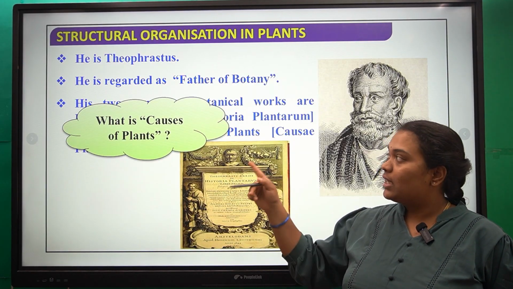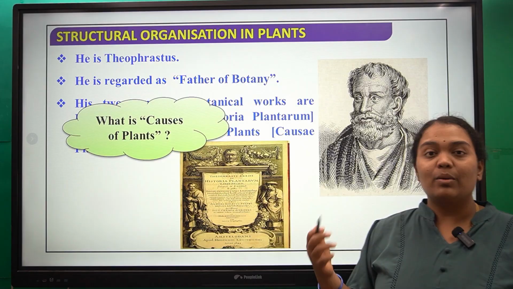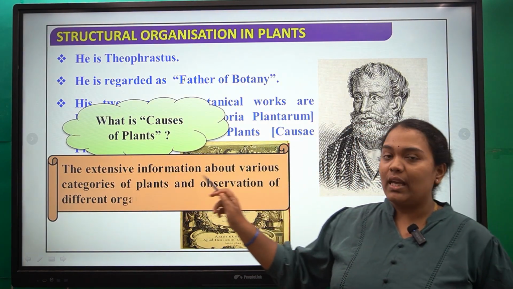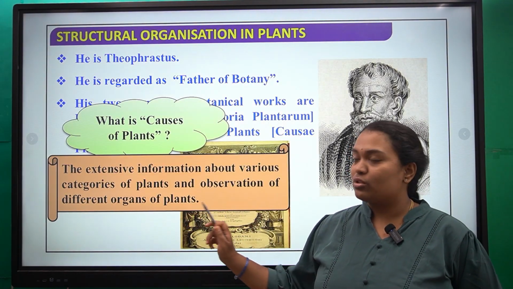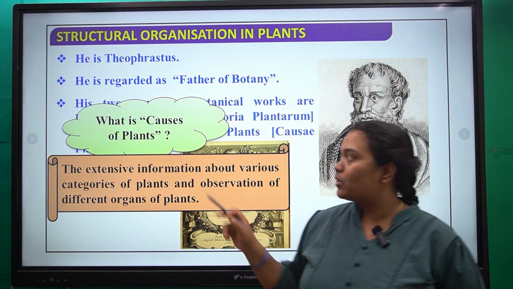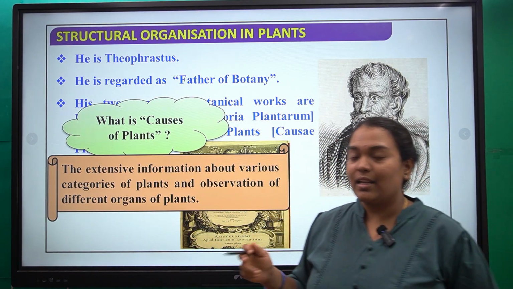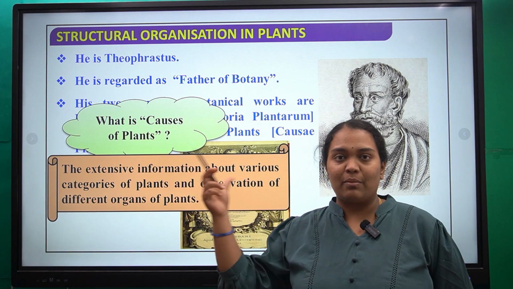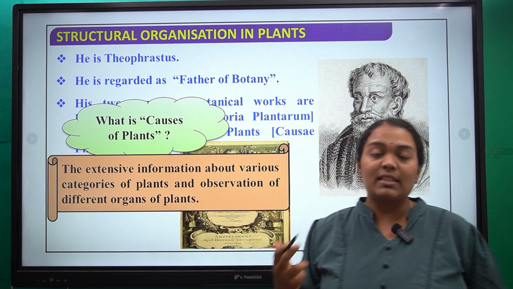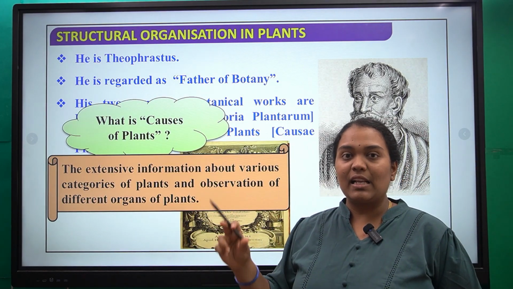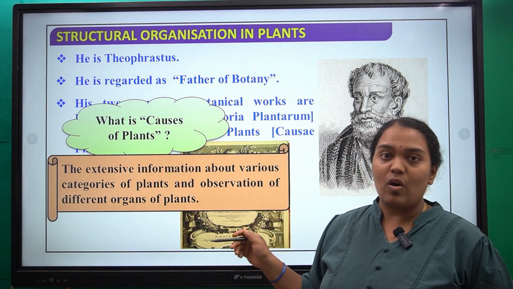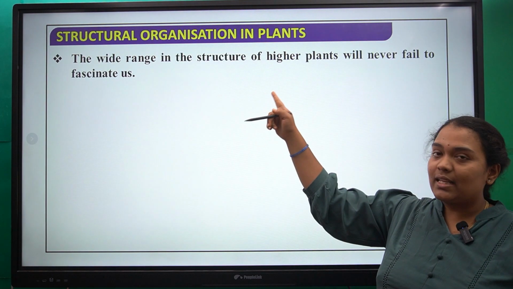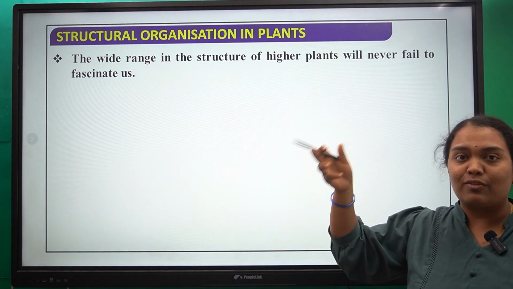What is Causae Plantarum, or what is the book which has the causes of plants? It gives information about various categories of plants and observations of different organs of the plants. So this book, Causes of Plants, contains information about the various plant types and each structure of the plant, maybe stem, leaf, fruits. All of this is clearly and neatly described in an elaborate manner in the book Causae Plantarum.